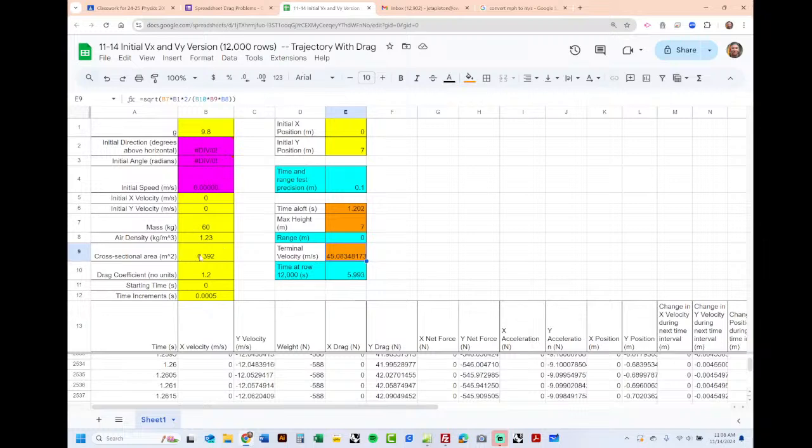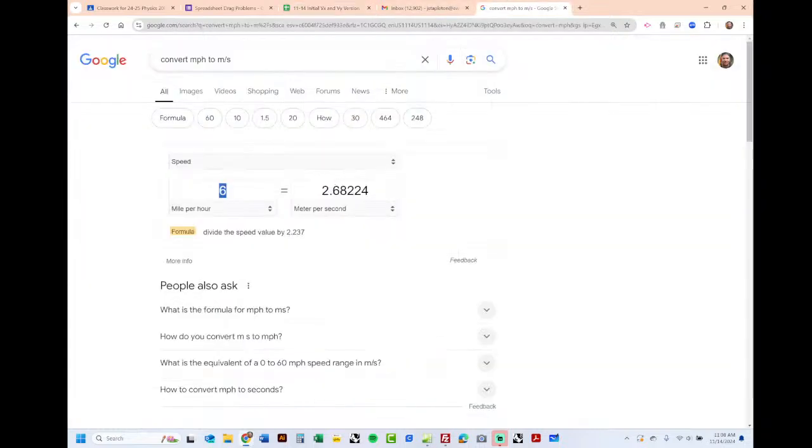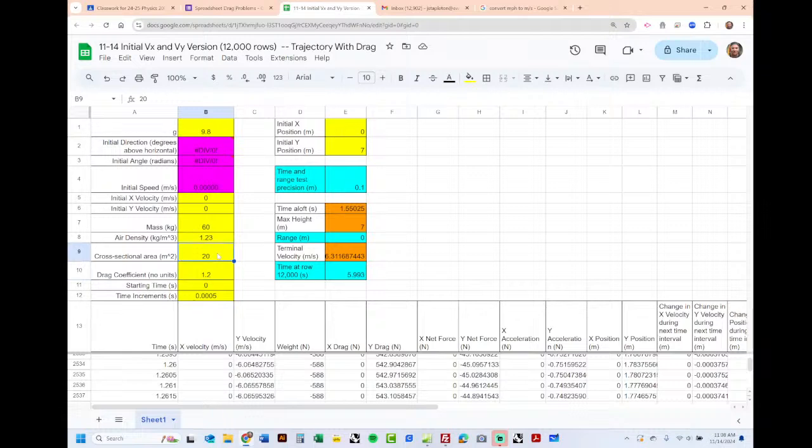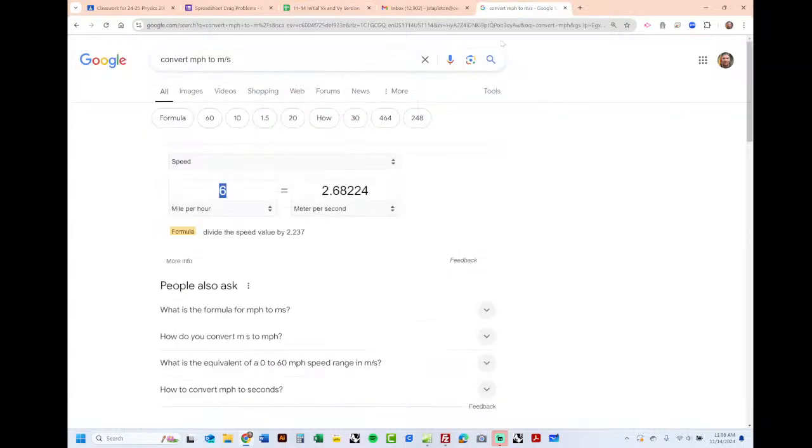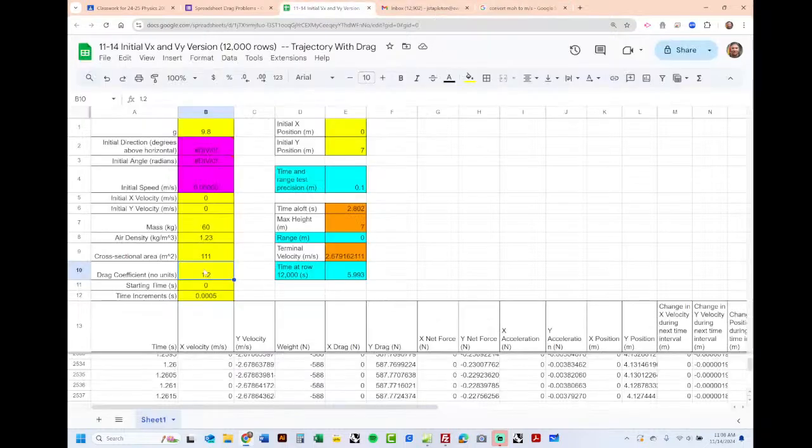And I do that by making the cross-sectional area bigger. So let's go to 1. Okay, 28 meters per second. Let's go to 10. 8.92. Let's go to 20. 6.3. What I'm going for, remember, is 2.68. So I kept doing this, and I think I got 111. 111 square meters puts me at 2.679, which is pretty close to 2.68. Close enough. So that is the answer, number 7.